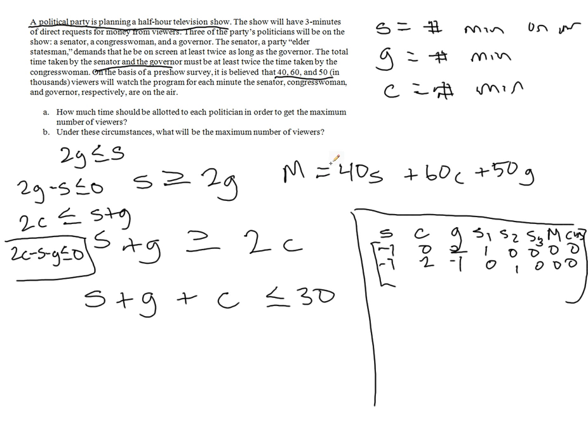Similarly, we'll have s plus g plus c, so they'll all be 1 coefficients. Need a slack variable in place, and the constant is 30. And then finally, remember, we need to subtract over because the placeholder for m must be a positive 1, which means we need to subtract 40s, 60c, and 50g to get negative 40, negative 60, negative 50, 1 placeholder for the objective function value, and then 0 for the constant.